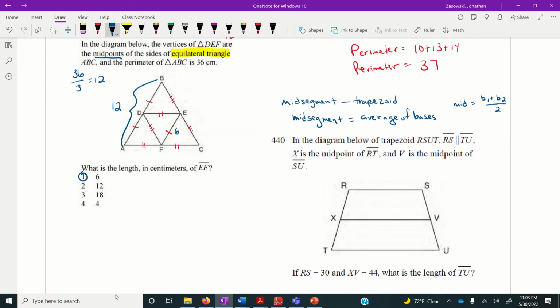So if we see number 440, it says that we have midpoints. X is the midpoint of RT, so these are equal, and V is the midpoint of SU. These are equal. So if RS is 30 and XV is 44, how do we figure out the length of TU? If we just call this, for example, X, we can say 30 plus X divided by 2 is equal to 44. We can multiply both sides by 2. You get 30 plus X is equal to 88. And then we can subtract 30 to get our final answer.